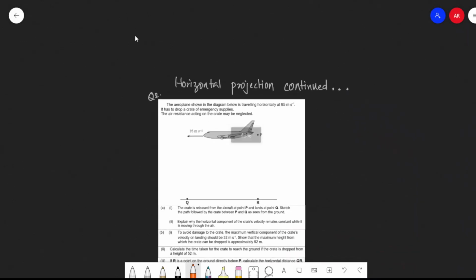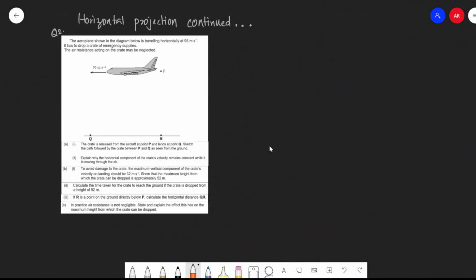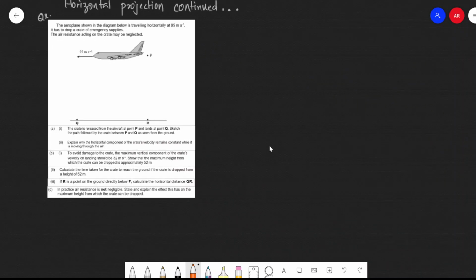So here is question number 2. The aeroplane shown in the diagram is traveling horizontally at 95 meters per second. It is traveling horizontally, remember. It has to drop a crate of emergency supplies. The air resistance acting on the crate may be neglected. So there is no air resistance acting on the crate once it is being dropped from the airplane.